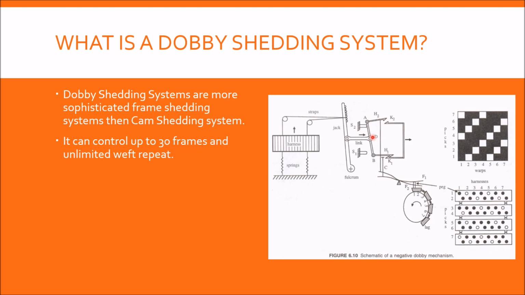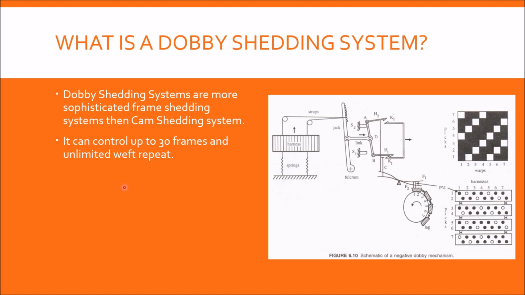And this independence from the other frames also helps us to use as many wefts as we require. We do not find the limitation of a profile being available only for 8 picks, like in cam shedding. It does not happen over here. So virtually we are free to have any number of weft repeats possible.